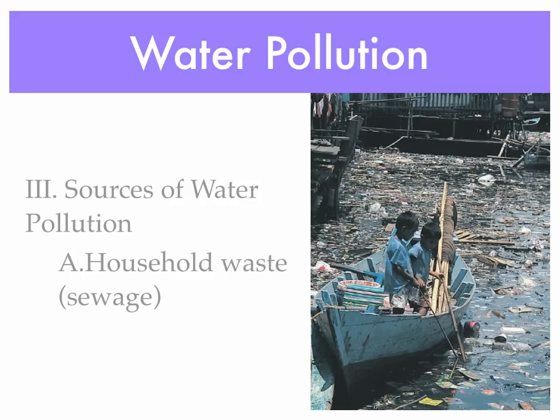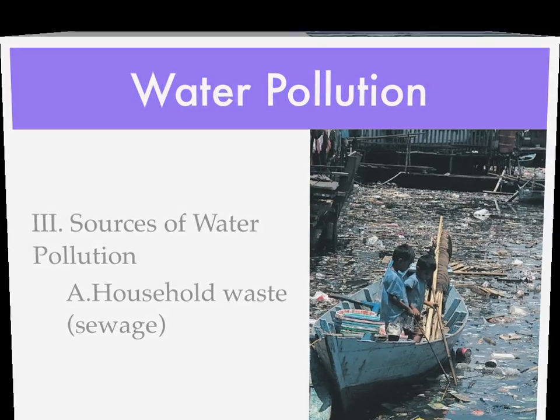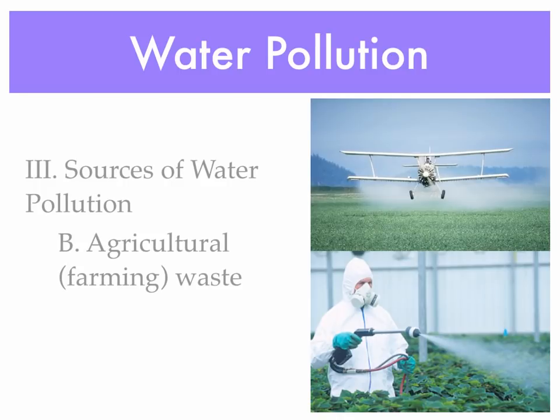We've all seen very dirty klongs and water that is very dirty. And that is mostly from household waste, and that's one type of pollution that we might be trying to identify, and we'll be finding out some of the effects that it might have. Another source of pollution would be agricultural or farming. That's a word for farming there. So waste that comes from that.